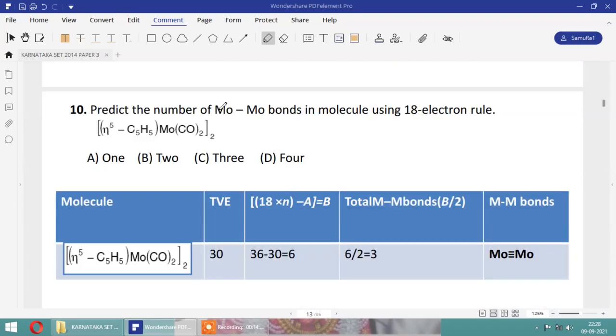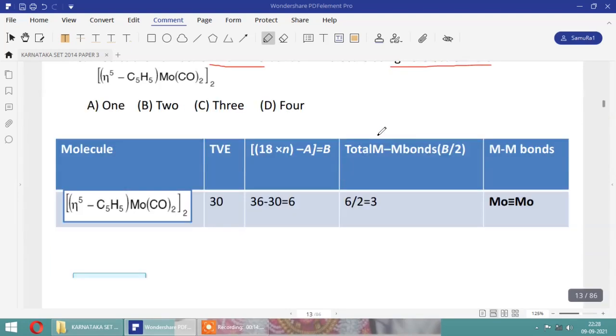10th question. Predict the number of metal-metal bonds between molybdenum atoms in a molecule using the 18 electron rule. You have to calculate using the 18 electron rule. Now you take this complex. The total valence electron count is 30, and 18n minus A, where A is the total valence electrons, is nothing but B. That is 36 minus 30, which is equal to 6.